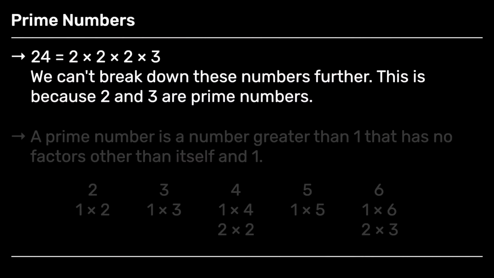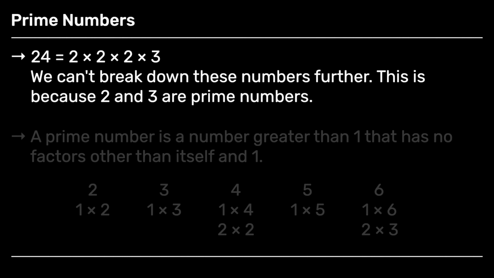In the last video, we looked at factors and multiples. Specifically, when we factored a number, we broke it down, and we kept breaking it down into numbers that multiplied up to the original number. But sometimes we couldn't break it any further. For example, the number 24 was used heavily, and we found that we could write 24 as 2 times 2 times 2 times 3. But we can't break the numbers down any further.